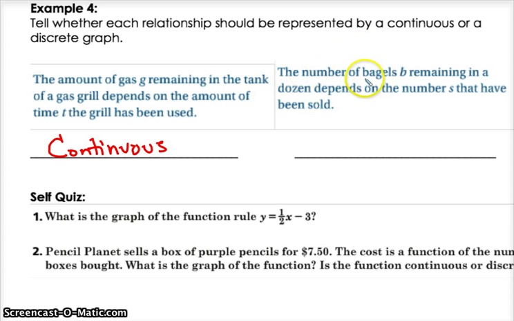How about the next one? The number of bagels, B, remaining in a dozen depends on the number, S, that have been sold. Since I can't have partial bagels, this is a discrete graph.